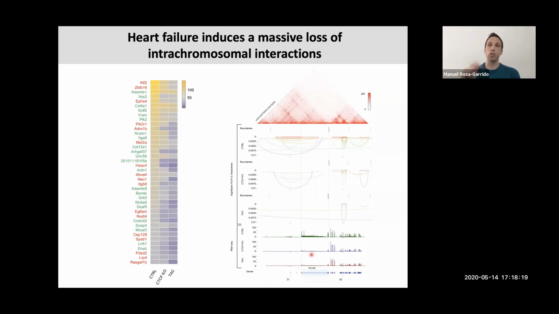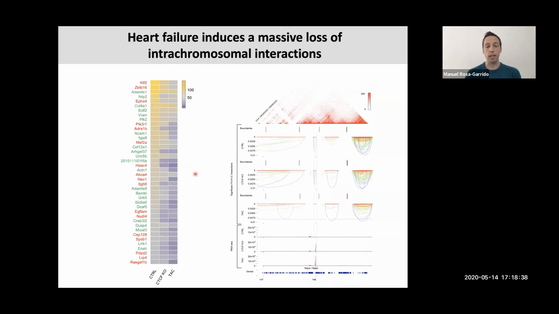But the direction of the change is not always the same. It's something that I'm showing you here. So you lose interactions, but it doesn't mean that the gene is always going to be downregulated. In some cases, the gene is being downregulated, the red genes here. In some cases, the gene is being upregulated, so it's depicted here with the green color. That's the case, for example, of the MPPB gene.